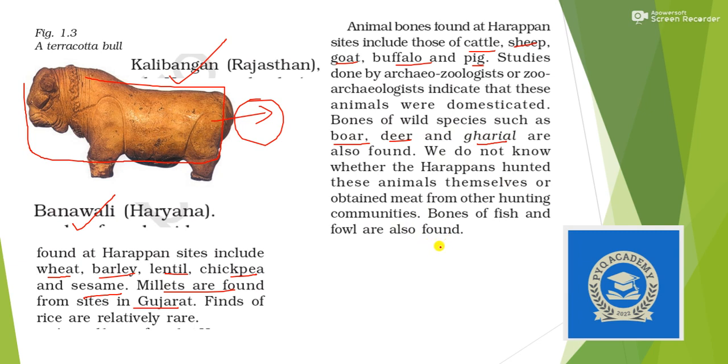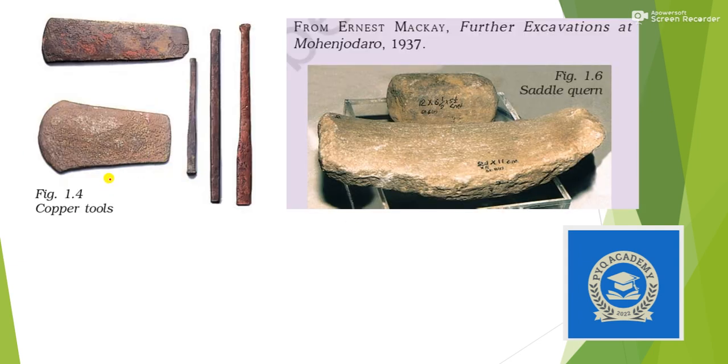So if you have gone through these images and statements, you can make them definitely correct. Now next, this is an image of a copper tool. It suggests that the metal copper was in use at that time. Then a saddle quern, that means two pieces of stone used for grinding cereals, which is still used in homes today. When you go to villages you will find this. It was found at the site of Mohenjo-daro, so you have to remember where it was found.